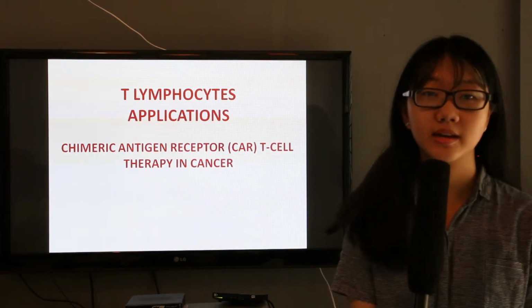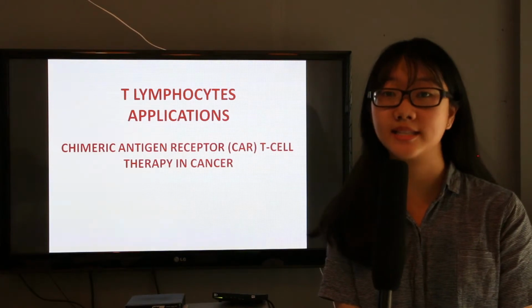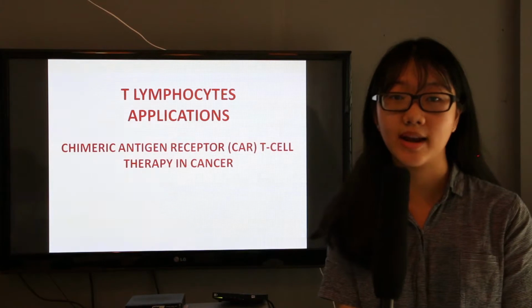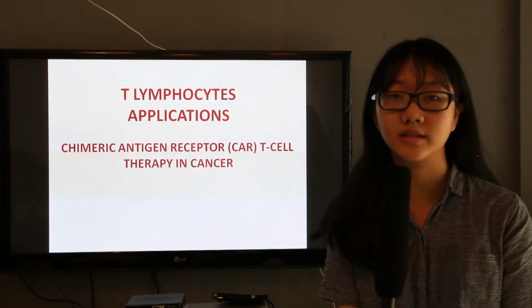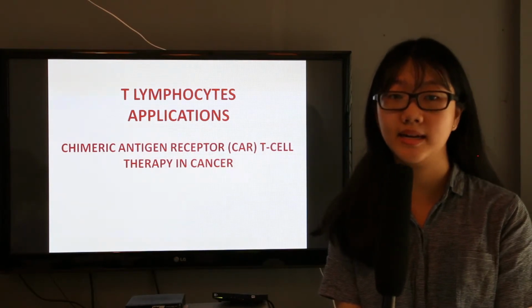The first application that our group wants to mention is chimeric antigen receptor CAR T cell therapy in cancer. To enhance T cells' ability to identify cancer cells, the CAR receptor can be expressed on the surface of the T cell, providing them with a specific cancer targeting mechanism.